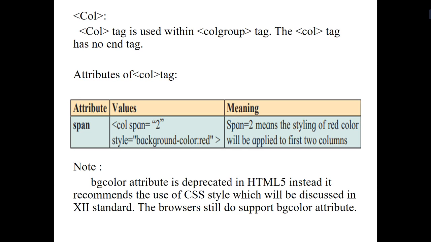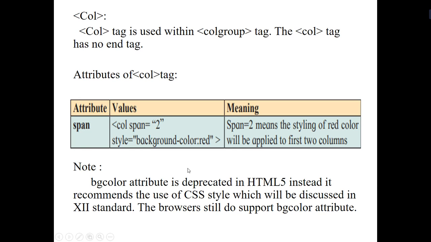Okay, so there are different attributes used with the col tag. The first is the span attribute. So now what is the meaning of span? Span means, if you want to assign any styling to your first two columns or three columns, you give the value as 2. See here, colspan is equal to 2, style is equal to background color red. This style is CSS, and we want the property background color and the value of that property is red.